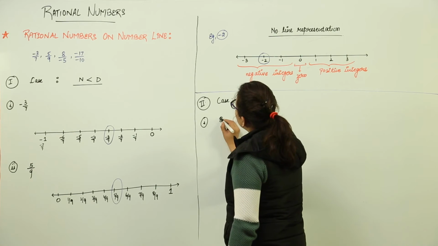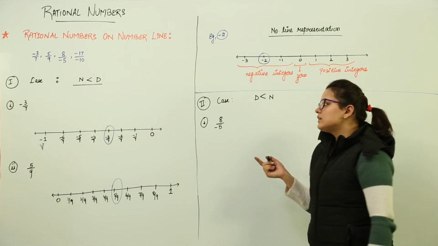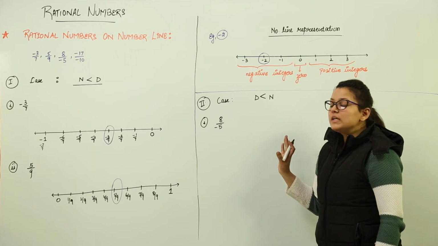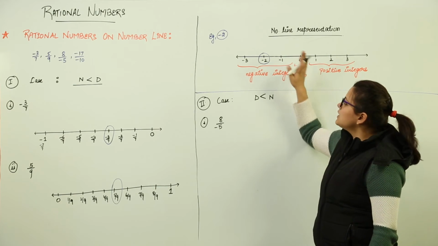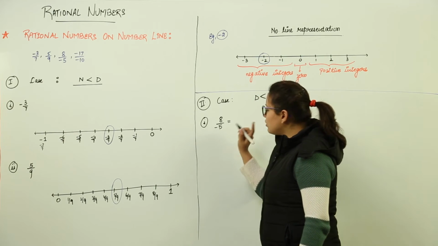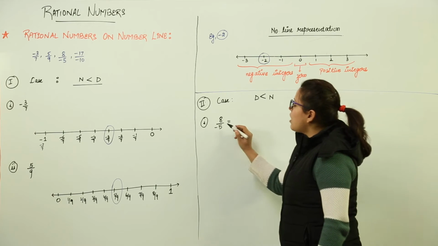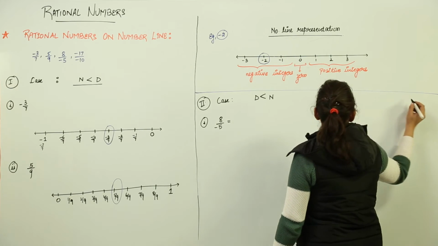It is 8 by minus 5. You can see here that the number is coming out to be negative only. That means it will be lying on the negative side. Before moving on, you must always convert this into a mixed fraction. Now how do you convert a fraction into a mixed fraction?